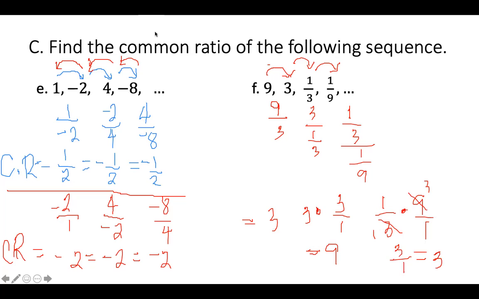Now, if we're going to check the ratios, okay, the ratios are 3, 9, and 3. And these ratios are not equal. Therefore, there's no common ratio in the given sequence. Thus, letter F doesn't have a common ratio. Okay? So if we're going to use another way to find the ratio, then we will find the same conclusion that there is no common ratio. Okay, so let's move on to the next.